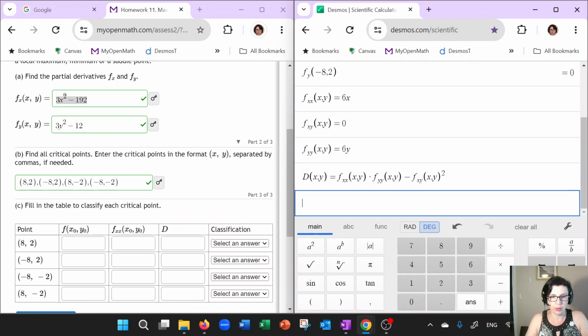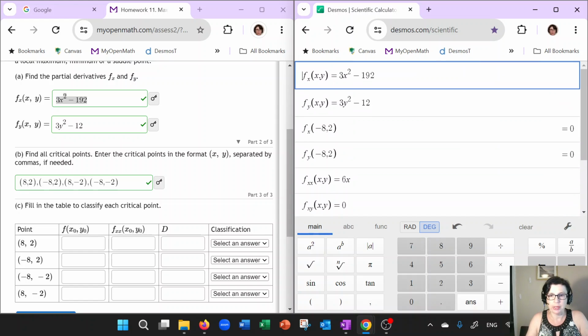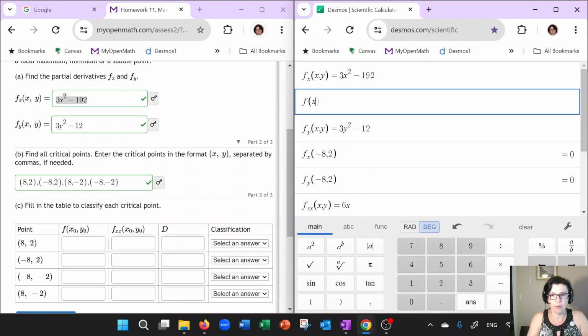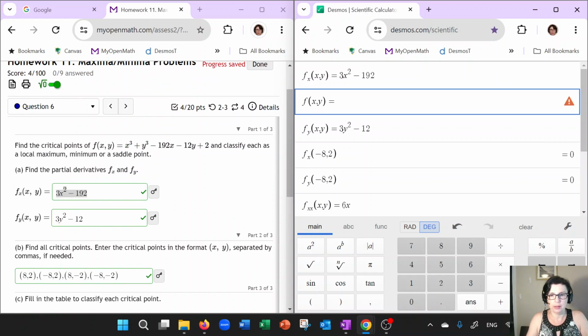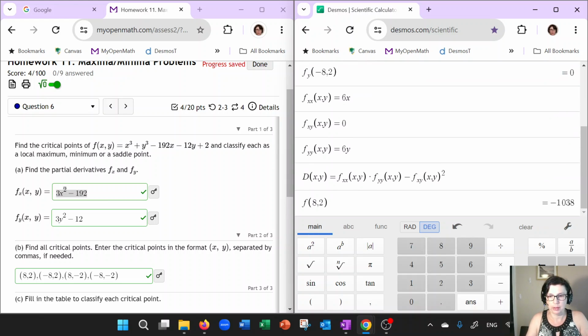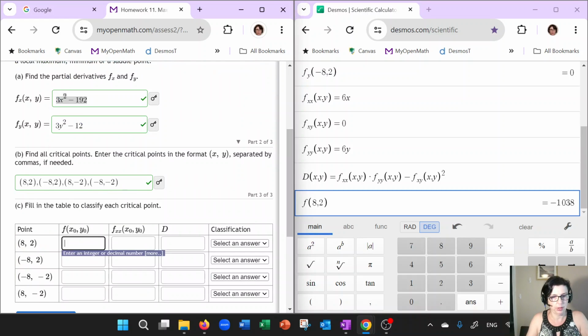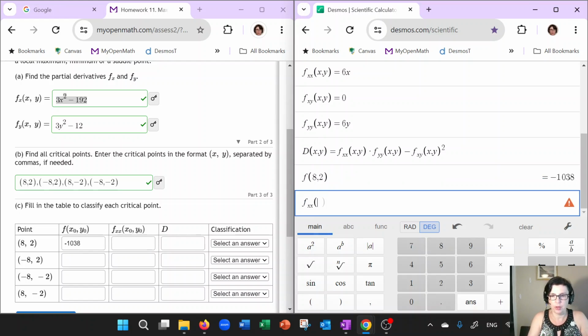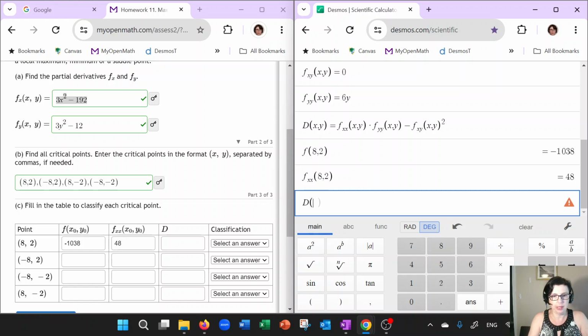Now I need to compute all these things for the points. First let's start with the first point. I didn't define the function itself, so f of xy, let's go back and see if I can type that. Now it'll tell me, oh my God, look at that huge number. Whatever. Now I'm also going to get fxx at this point, so that's 48. And I'm also going to get D at this point, so that's 576.